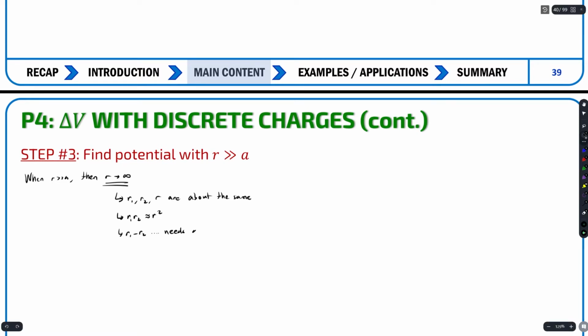And we can assume that r1 minus r2 needs a bit more thought. What this means is r1 minus r2, you end up with this triangle over here.